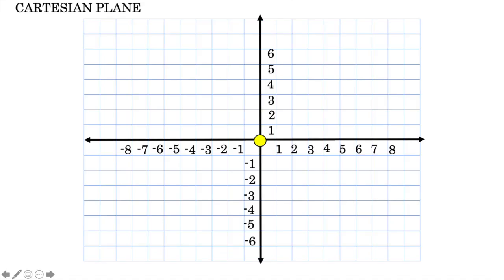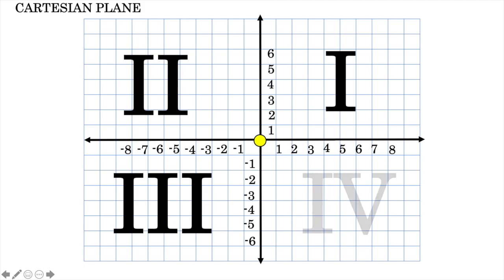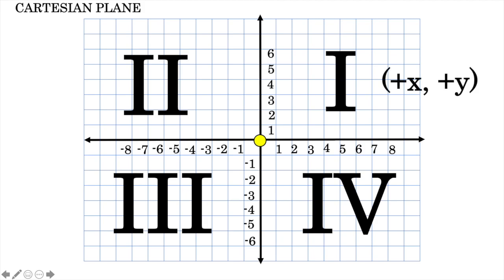But before that, let us recall this one. This is what we call a Cartesian plane, and it has 4 quadrants. So this is quadrant 1, this is 2, 3, and 4. Now each quadrant has a specified sign of coordinates. So here in quadrant 1, we know that both x and y coordinates are positive.